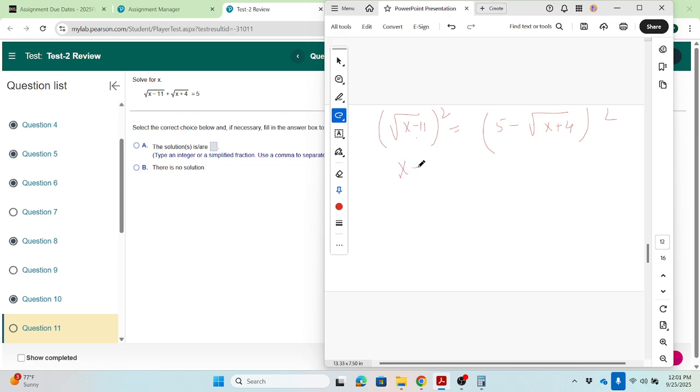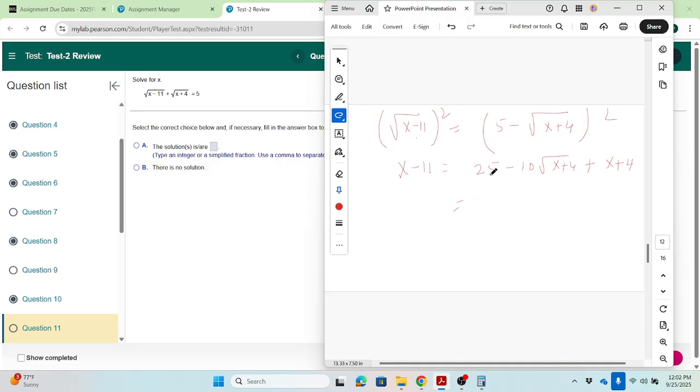By doing that, it gives you x minus 11. And when you square this, meaning when you multiply this by itself, it will be 25 minus 10 square root of x plus 4, plus the square of this, which is x plus 4. Now to go further, you have to combine the like terms first, and then bring all the terms to one side and then isolate this radical sign.